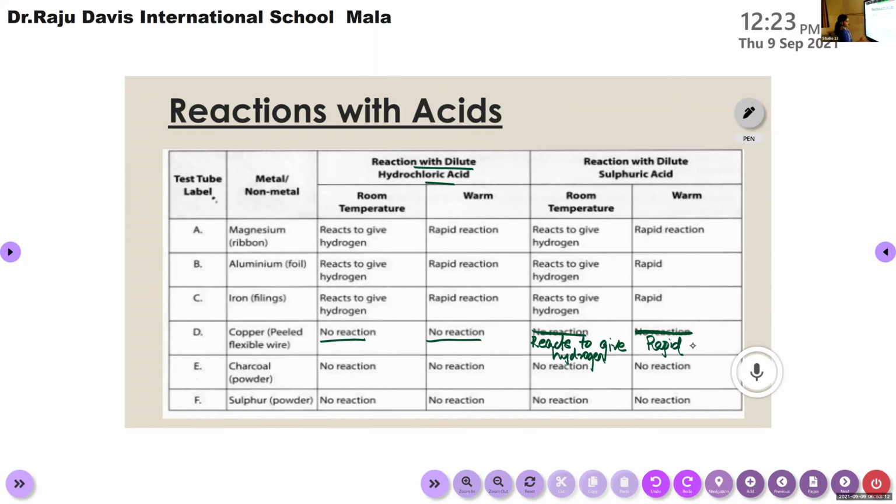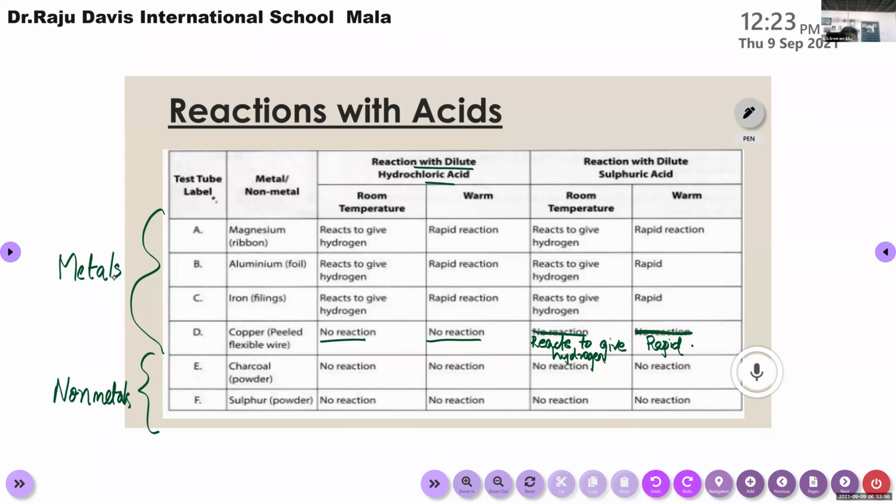Charcoal and sulfur are examples of non-metals. They have no reaction with sulfuric acid and hydrochloric acid. These four are metals. Among these four metals, copper will not react with dilute hydrochloric acid, but it will react with sulfuric acid. The remaining magnesium, aluminium, and iron will react with both hydrochloric acid and sulfuric acid at normal temperature and on heating. So this is the main observation that can be obtained from this activity.